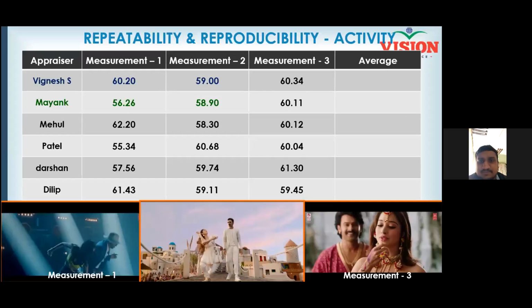Okay. I think, yeah. So Vignesh gave 3 readings. Are all the 3 readings the same or different? Different. All the 3 readings are different. And let me highlight all his readings with the same color, blue. All his 3 readings are shown in blue color.